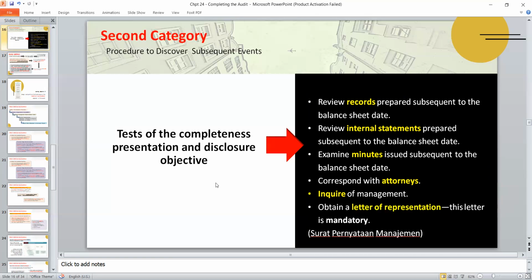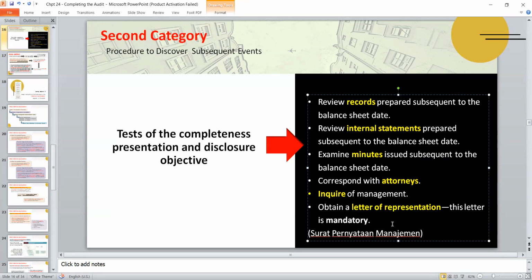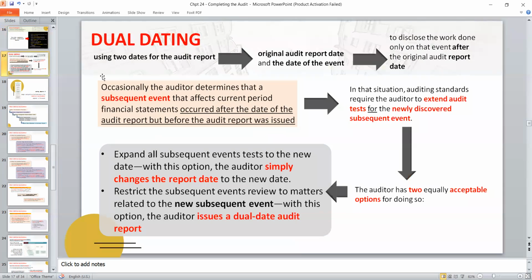For the subsequent event, is there any question? It's kind of the same as the contingency, but it covers all of the events, not only the liability. Okay, and this is the audit procedure. You also need to know about the dual dating. It's kind of a rare event, but I will explain. Dual dating means you use two dates for the audit report.